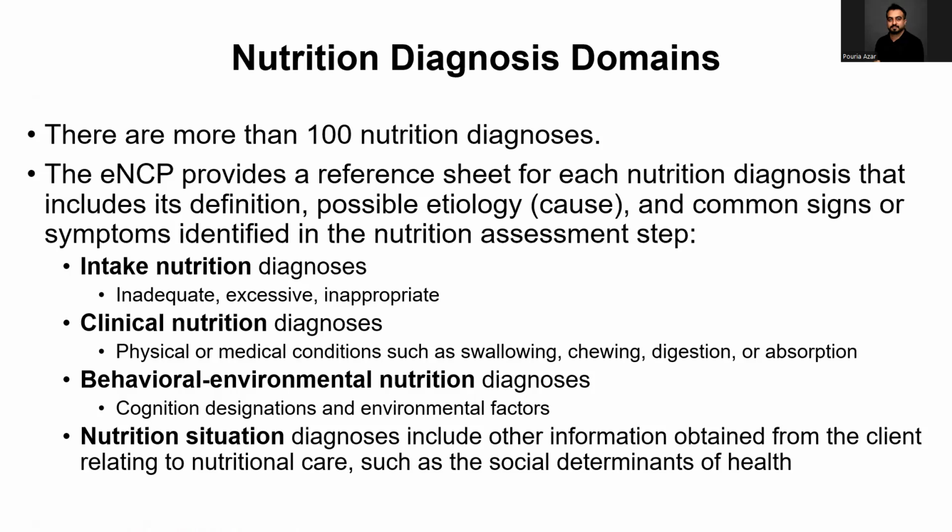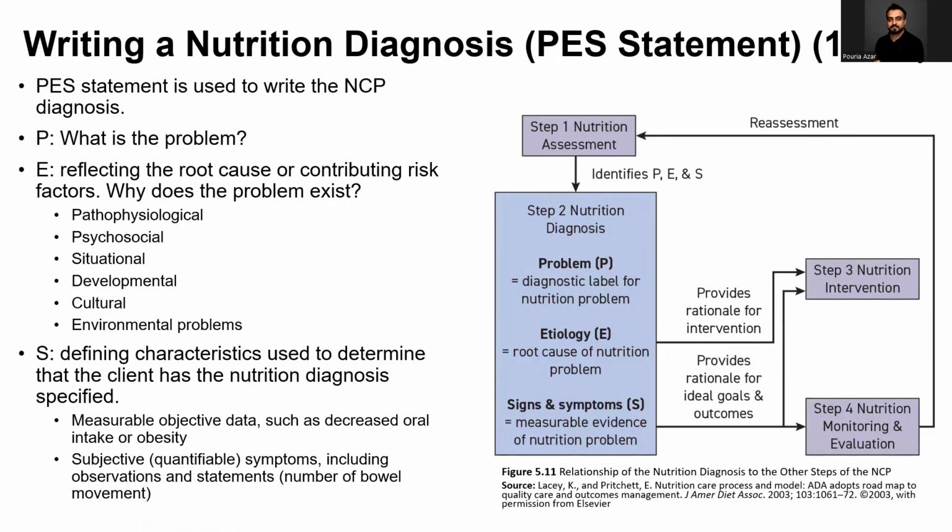For the nutrition diagnosis, the terminology here is we have to have a definition of the nutrition problem. We need to mention possible etiology or the cause of the nutrition problem and common signs or symptoms. So for the nutrition diagnosis, we use PES statement. PES stands for P stands for problem. So what is the problem?